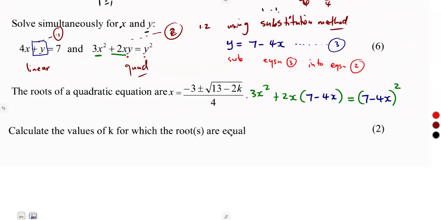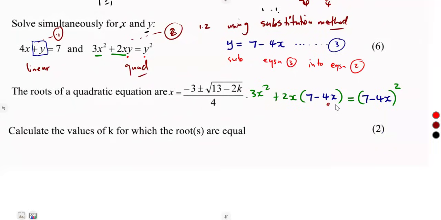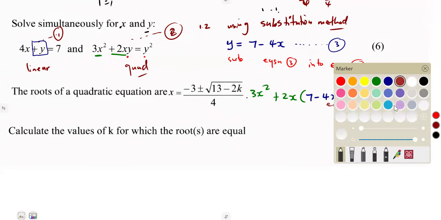You make y or x the subject from one equation, then you substitute into the other equation. So with this, you can solve for x, because as you can see, we're just left with x. So what can we do? Let us expand our brackets, clear this part. So let us just expand and collect our like terms.